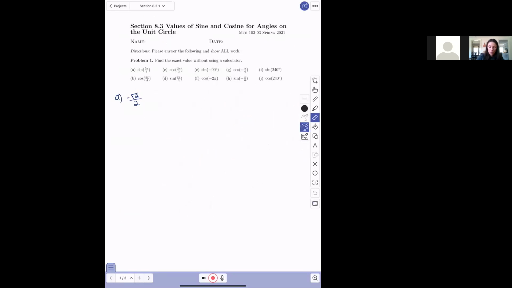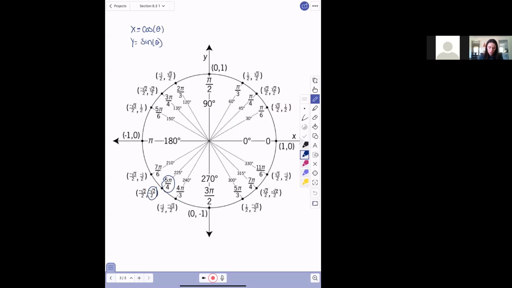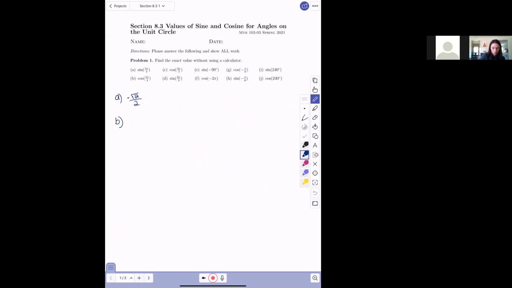Okay. And then part B is cosine of 5 pi over 4. And 5 pi over 4 is in that third quadrant, so I know it's also going to be negative radical 2 over 2. Any questions there?